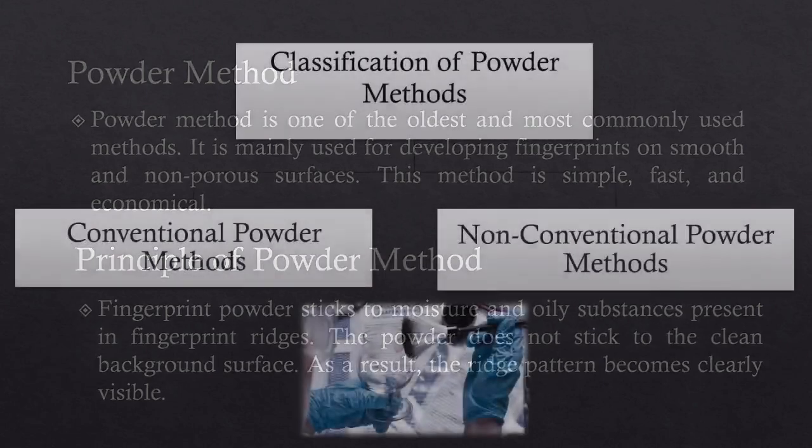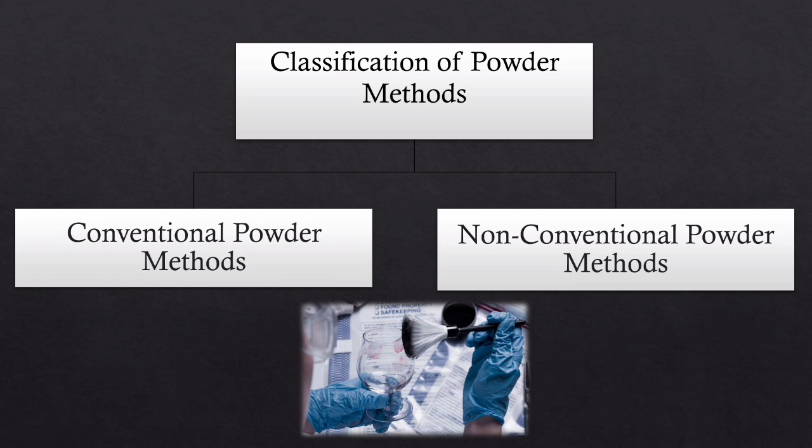Types of powder methods. Powder methods are divided into two main types. First, conventional powder method. Second is non-conventional powder method. Both methods are used based on the surface type and fingerprint condition.